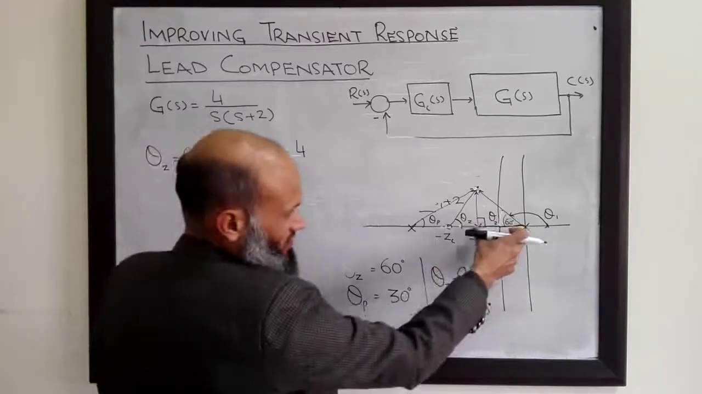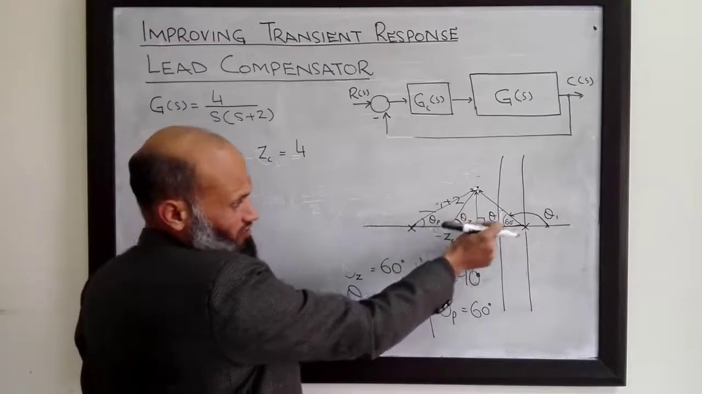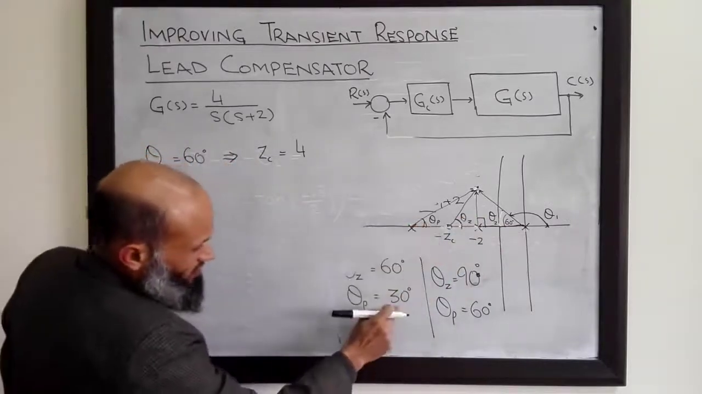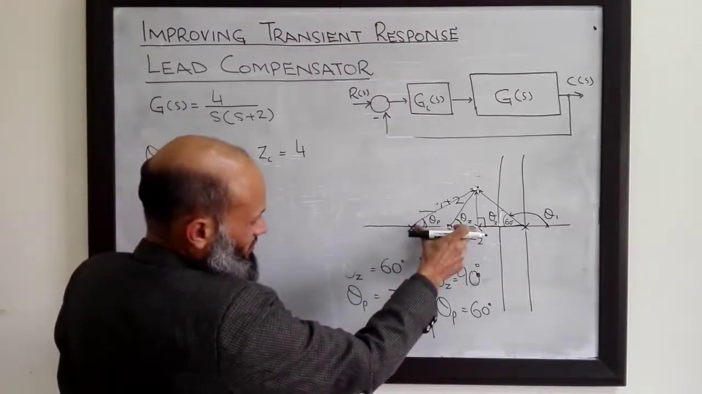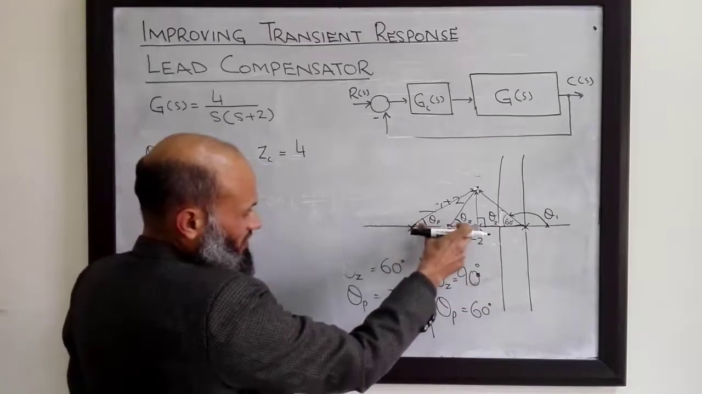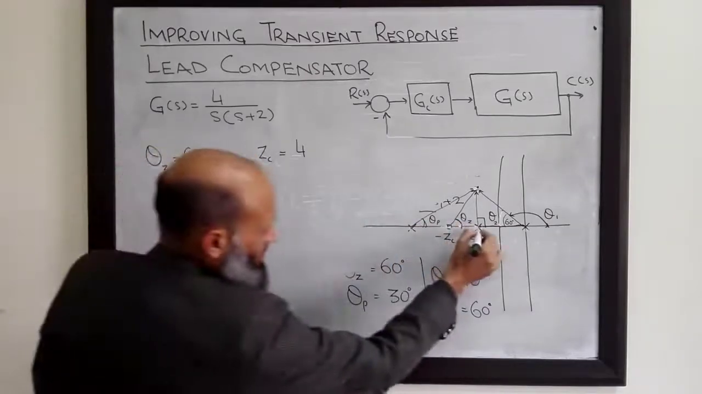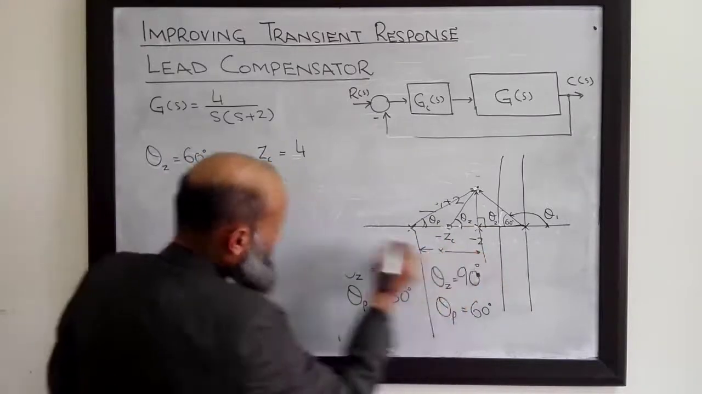This angle is 60 degrees, so this length and this length will be equal for this angle to also be equal to 60 degrees. This angle is 30 degrees, so corresponding to this 30 degree angle, let's determine this length. So this length, let's call it the length x. This is x.